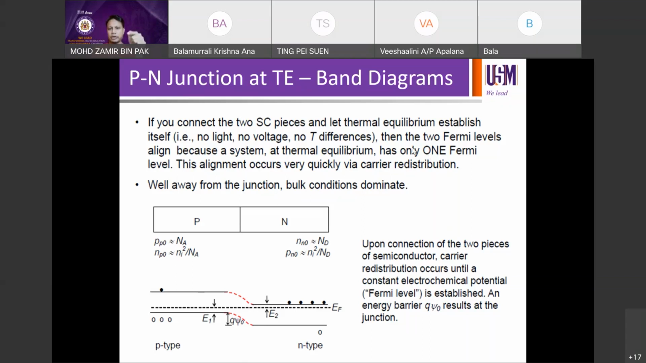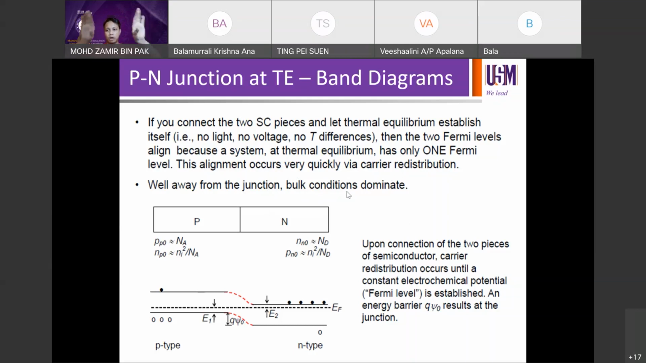So when you join them together, the two Fermi levels align because a system at thermal equilibrium has only one Fermi level, EF. This alignment occurs very quickly by carrier redistribution, by the diffusion process. When they're stable, there's no more gradient observed by the carriers. So well away from the junction, bulk condition dominates.